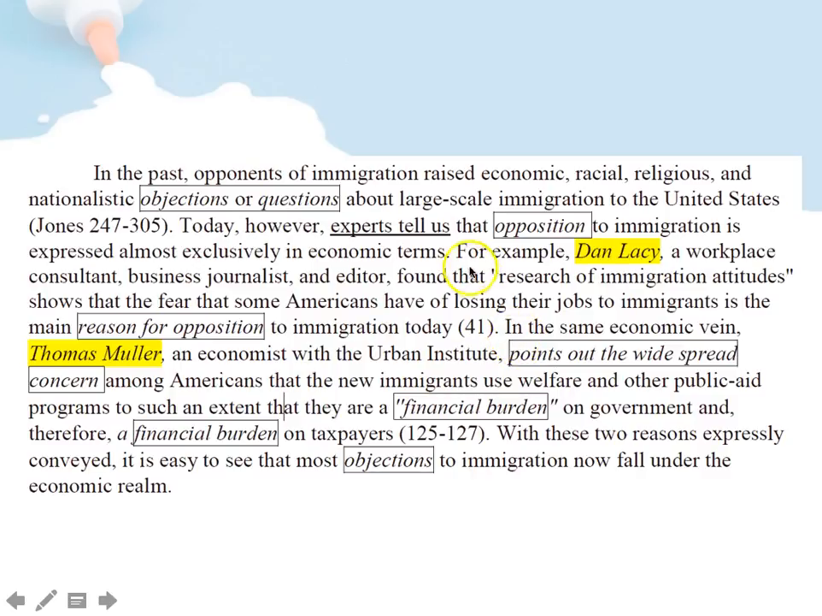There are other transitions, like for example, and in the same economic vein, we're linking ideas about how this sentence connects to the previous one. We also are drawing connections about how Dan Lacey's text is similar and perhaps different from Thomas Mueller's. So I hope that this shows some ways of balancing cohesive language without overwhelming the reader.